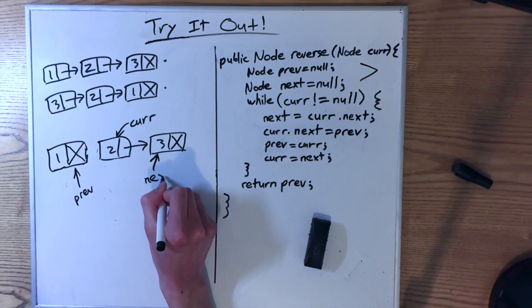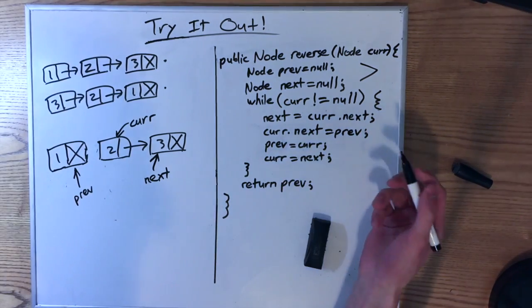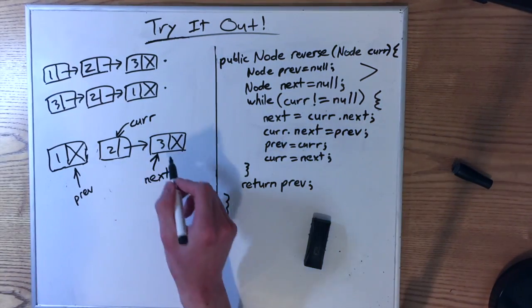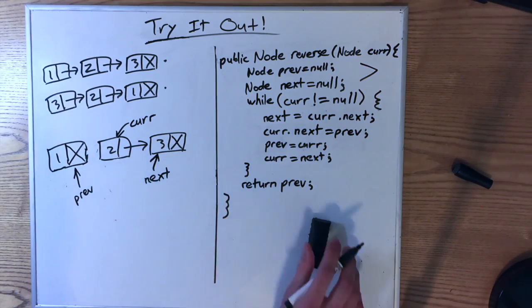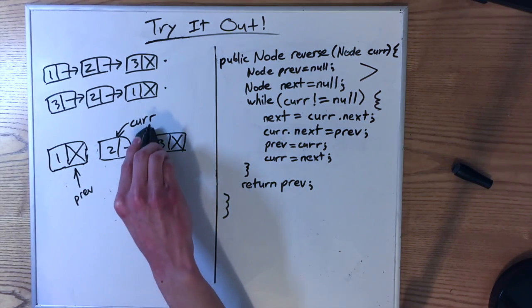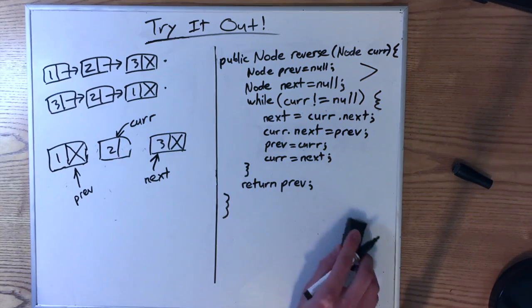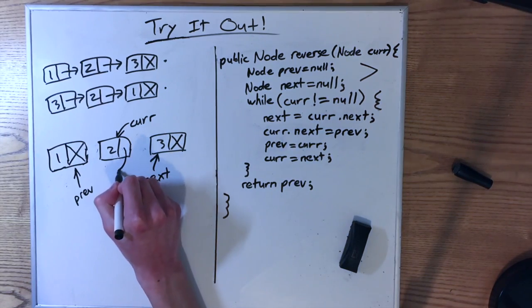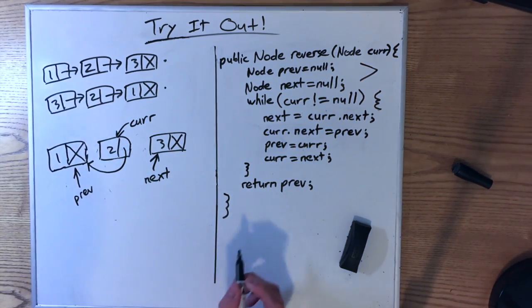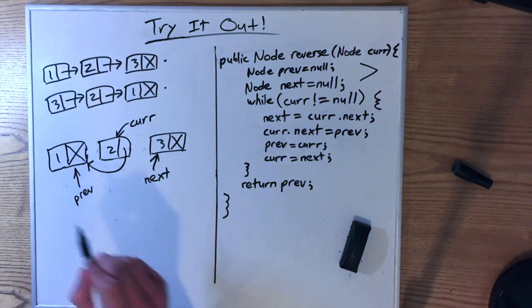Put next over here. Then we see that cur.next equals prev. So cur.next right now is the third node. We want it to point to prev, which is the first node. So we get rid of this reference, and we put an arrow that points back here. Cur.next equals prev, so it points to the first node.